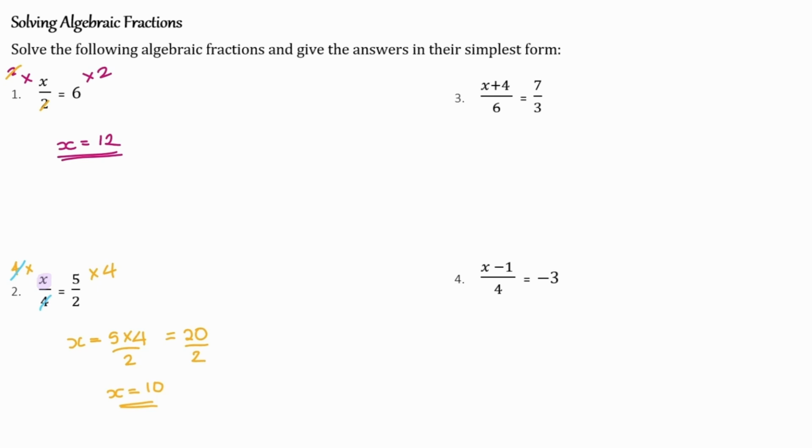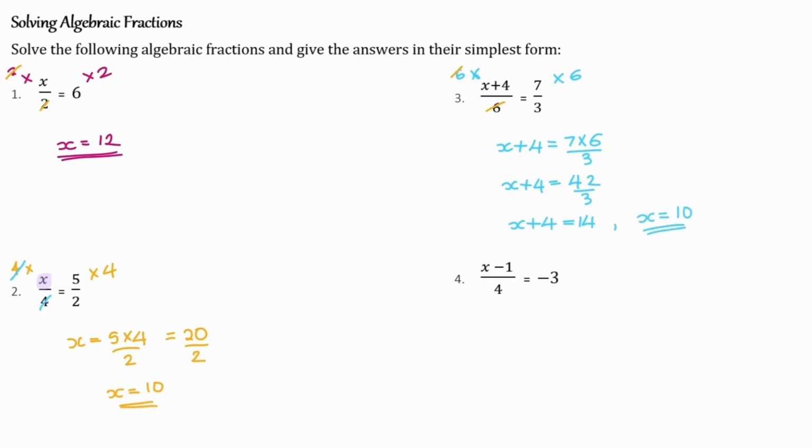For number 3, we have x plus 4 over 6 is equal to 7 over 3. So again, the letter x has a denominator of 6, so we are going to multiply both sides by 6 to get rid of the 6. So the 6's cancel out on the left-hand side, and we are left with x plus 4 is equal to 7 times 6 over 3. So we can rewrite this as x plus 4 is equal to 42 over 3, and 42 over 3 can be simplified into 14. So x plus 4 is equal to 14. If we minus 4 on both sides, we will get x is equal to 10.